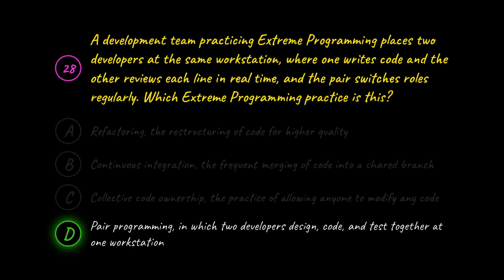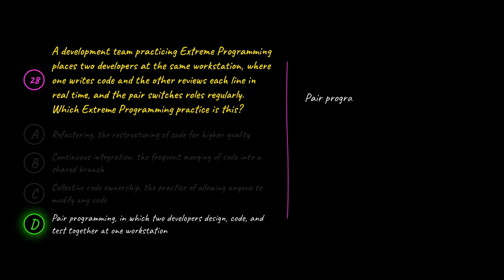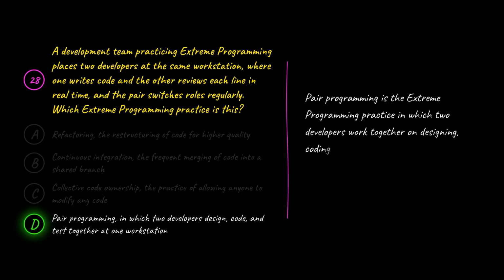The correct answer is D. Pair programming, in which two developers design, code, and test together at one workstation. D is correct because pair programming is the extreme programming practice in which two developers work together on designing, coding, and testing software at one workstation. Real-time review and role switching are the hallmark of this practice.